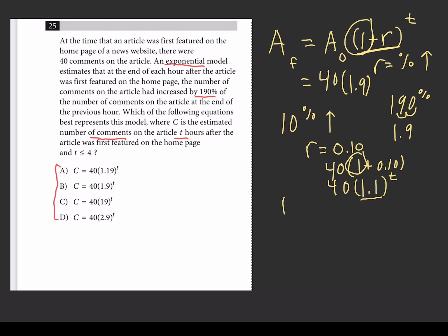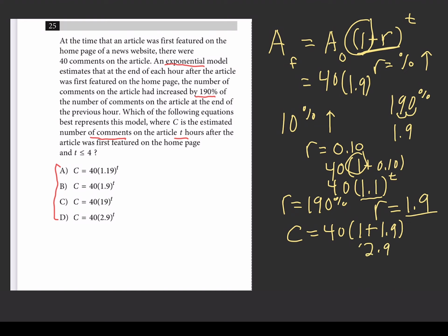The R, well, the rate is 190% increase. That means as a decimal, the R value is 1.9, as I said. So in your model, in this case, they're using C equals the 40. And we do 1 plus the R, which is 1.9. That means that in the parentheses, it is 2.9, not 1.9. And that's to the power of T. So that is why the correct answer is not 1.9, it is 2.9, so the answer is D.